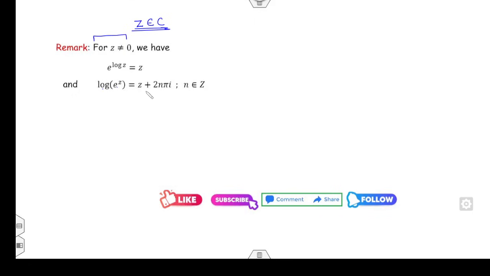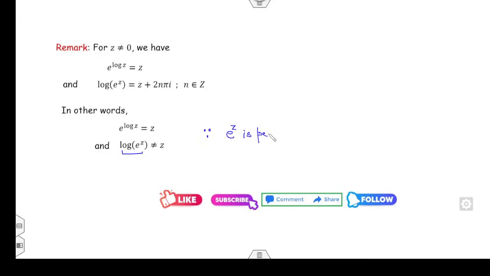Fine, but log of e raised to power z is not equal to z. Fine, or in the sense you can say log of e raised to power z is not z. Why? Because e raised to power z is periodic function. फाइन, लेकिन अगर आप याद रखो रियल एनालिसिस में क्या होता था आपके पास, whenever you have the real analysis, then log of e raised to power x you can write as x. Why? Because उस केस में e^x is not periodic.